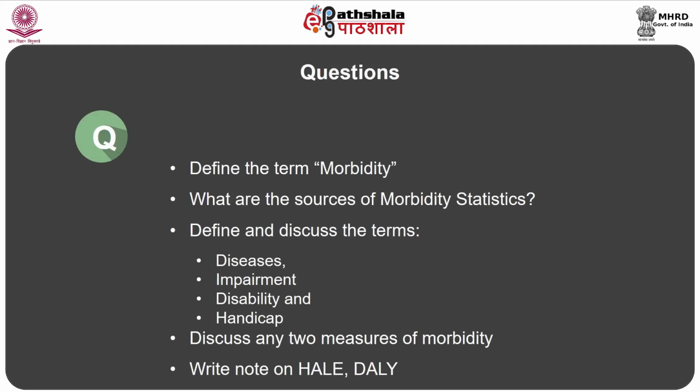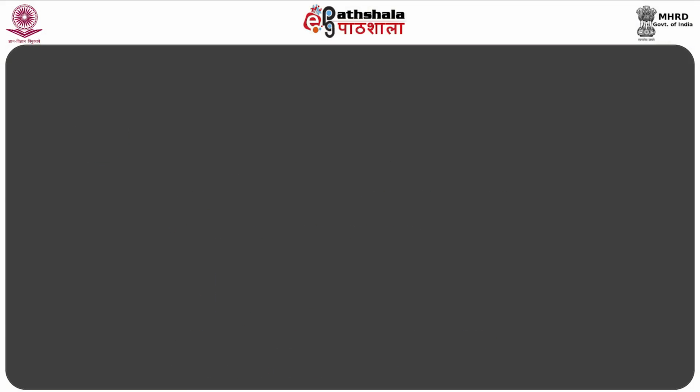Questions. Number 1. Define the term morbidity. 2. What are the sources of morbidity statistics? 3. Define and discuss the terms: 1. Disease. 2. Impairment. 3. Disability. 4. Handicap. 4. Discuss any two measures of morbidity. 5. Write note on HALE, DALY. Fill in the blanks.